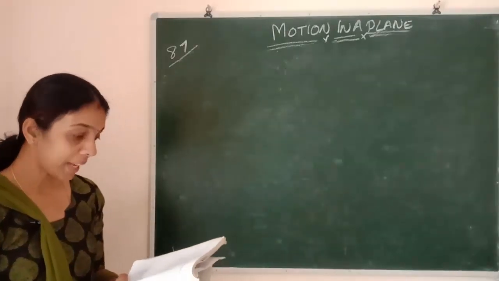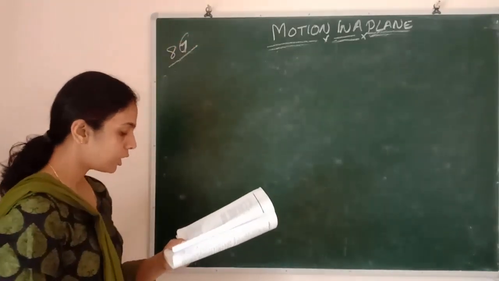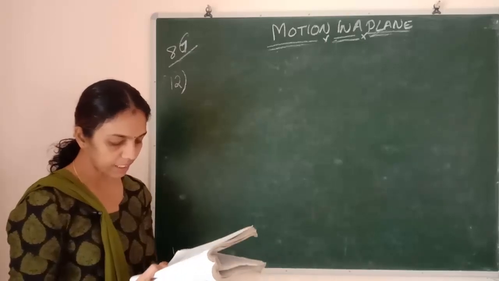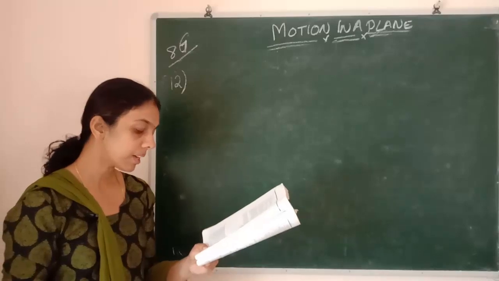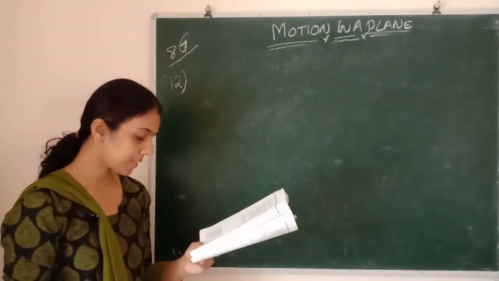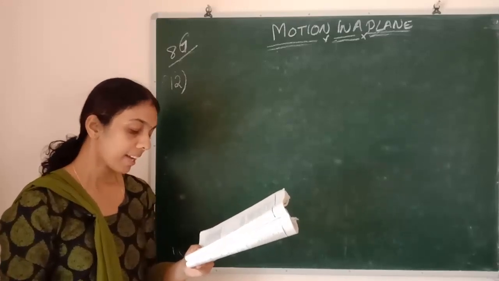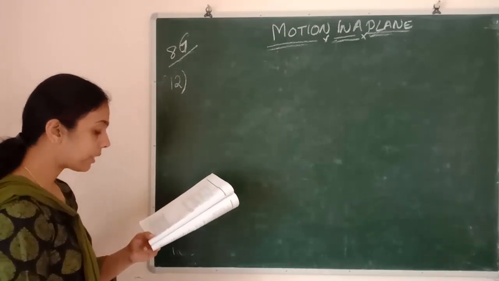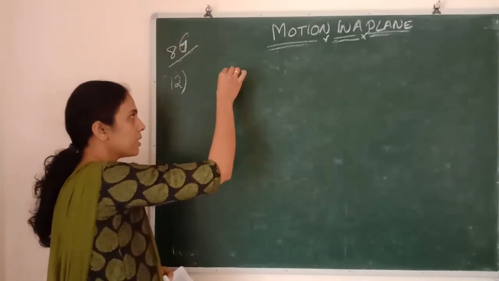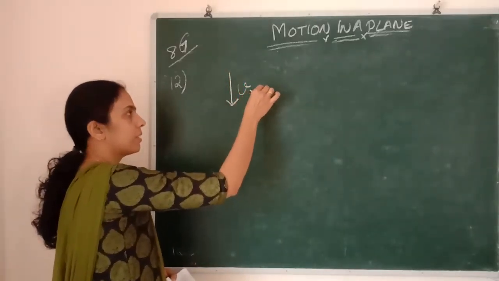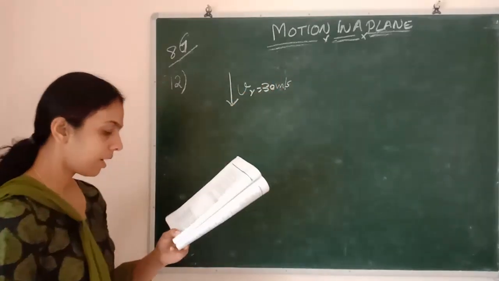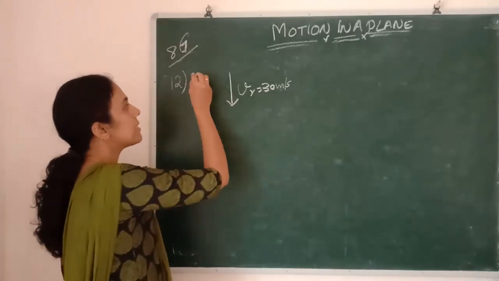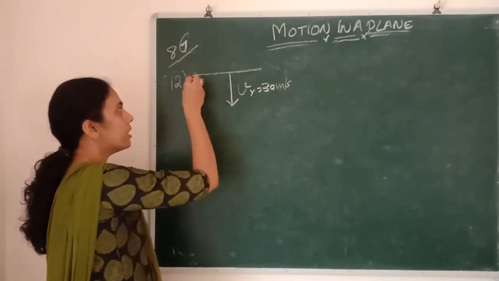So next we are going to do 12th question from page number 86, 12th question. 12th question is, rain is falling vertically with a speed of 30 meters per second. A woman rides a bicycle with a speed of 10 meters per second in the north to south direction. What is the direction in which she should hold her umbrella? Okay, so rain is falling vertically with a speed of 30 meters per second. So rain is falling like this, 30 meters per second. A woman rides a bicycle with a speed of 10 meters per second in the north to south direction. So she is riding the bicycle from north to south.